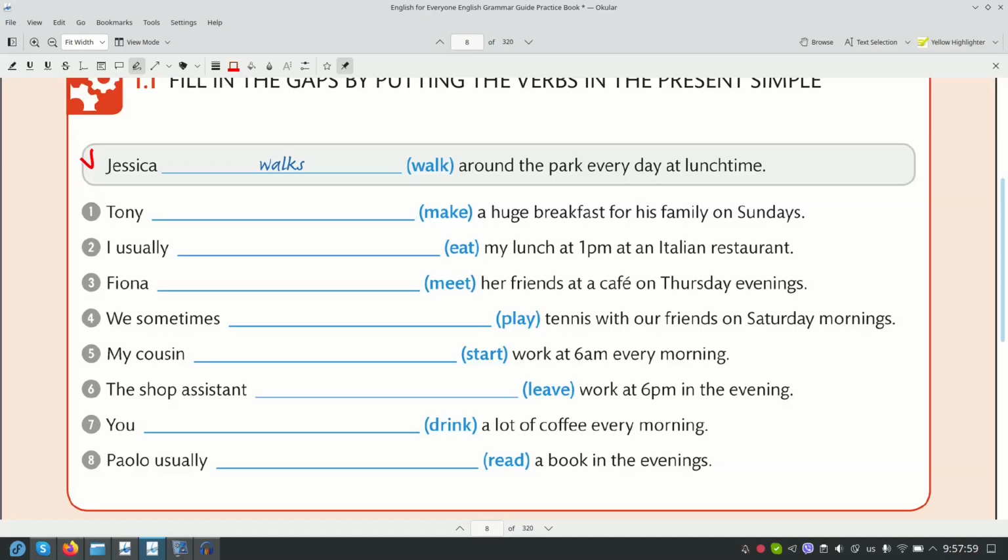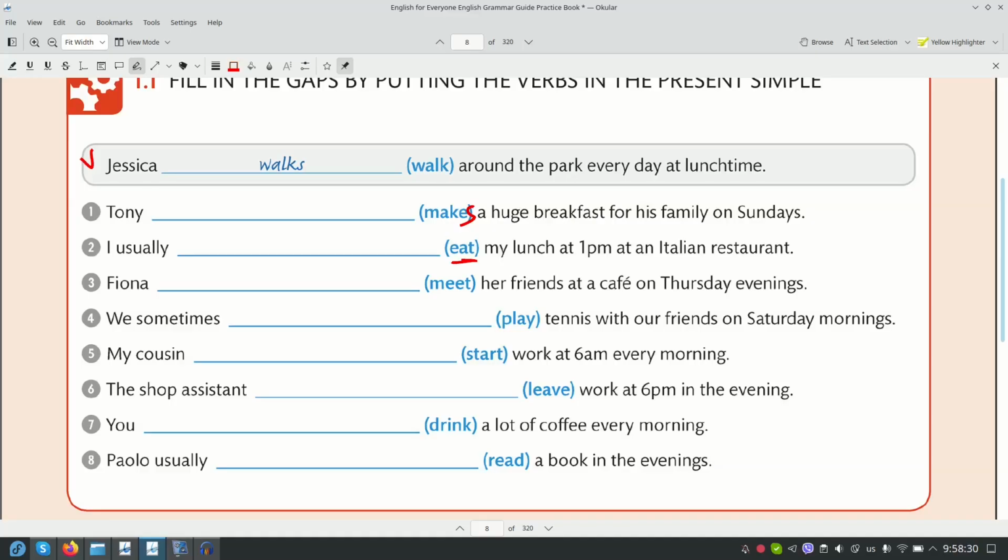Tony makes a huge breakfast for his family on Sundays. I usually have my lunch at 1 p.m. at an Italian restaurant. You don't need to make any changes.